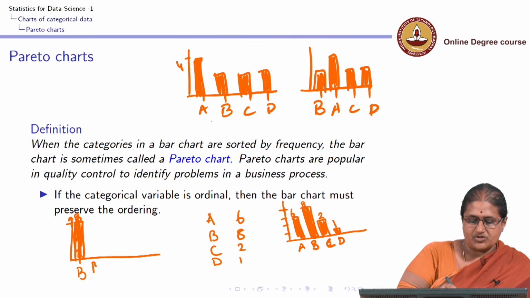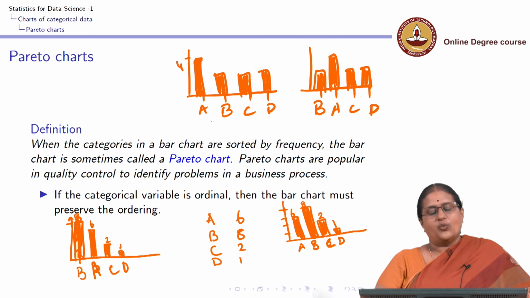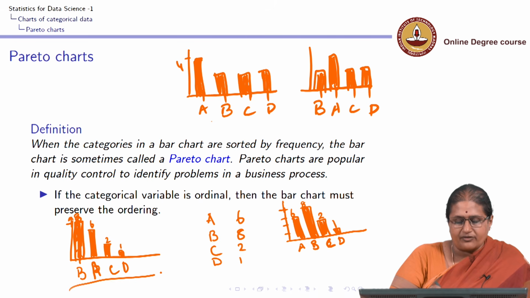Then comes B, A, which is 6. Then comes C, which is 2, and last is D, which is 1. Now, when would a chart of this kind be of use to us?